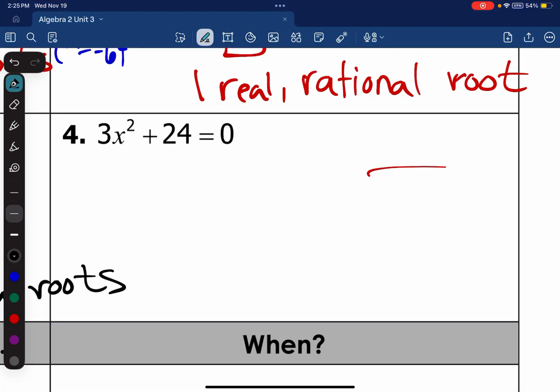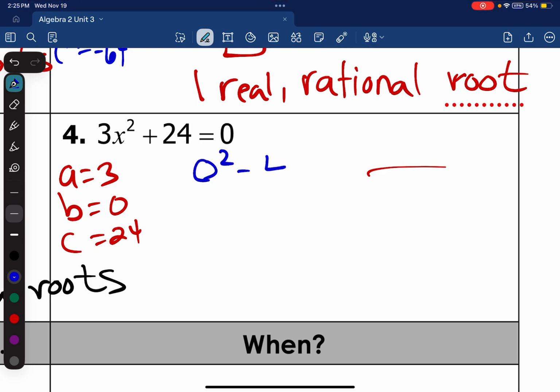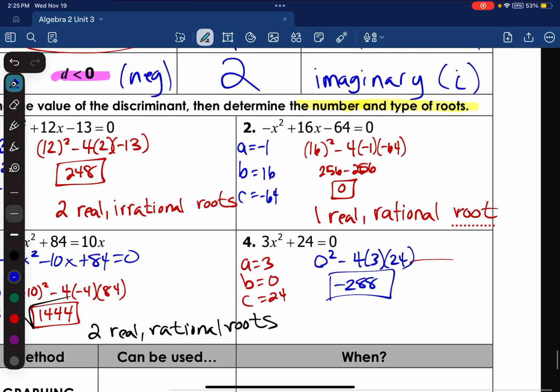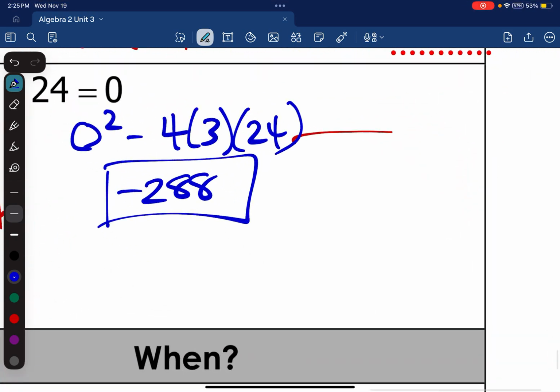Okay, this last one, it's already in standard form. So A is 3, B is 0, C is 24. Plug it into the discriminant. 0 squared minus 4 times A times C. 0 squared, 0. These multiplied together is -288. -288 is less than 0. So I'm going to have 2 imaginary roots.